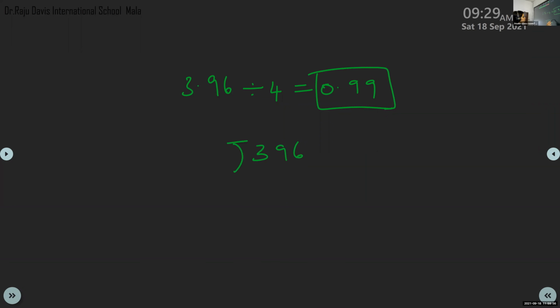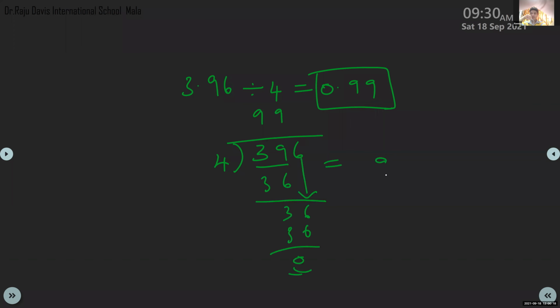396 divided by 4, isn't it? 4 maximum, 2 digits you can take. 4 how many times in 39? 4 into 9 is 36. Remainder 3. Bring down 6. 36. 4 9 times, 36. You will get 0.